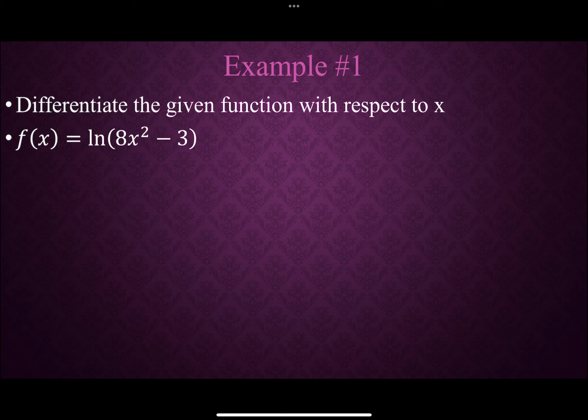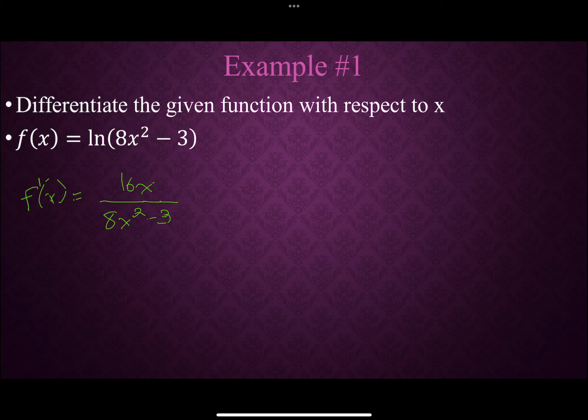So if we want to take the derivative of this expression right here, we know it's going to be a fraction. The numerator is the derivative of the inside there, so it would be 16x. And then the denominator is the original inside, 8x squared minus 3. And more often than not, that's really as far as you're going to be able to go. There's not a lot else we can do with that expression right there.